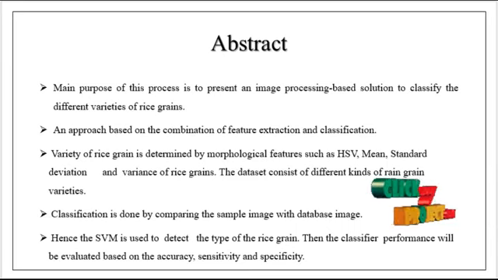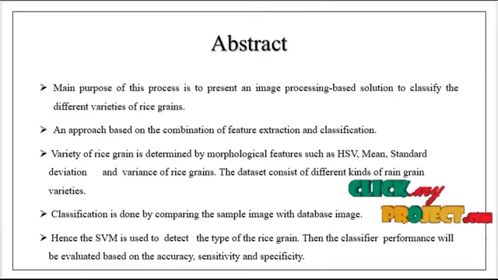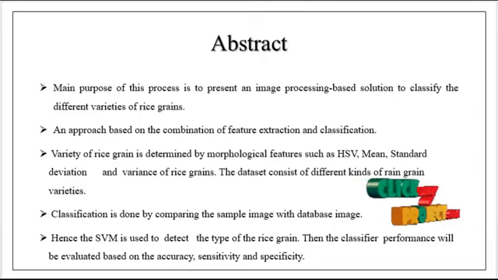Now we are going to discuss the abstract of the process. The main purpose of this project is to present an image processing based solution to classify the different varieties of the rice grain based on the images. An approach based on the combination of feature extraction and classification methods. These two methods play a vital role in this project.